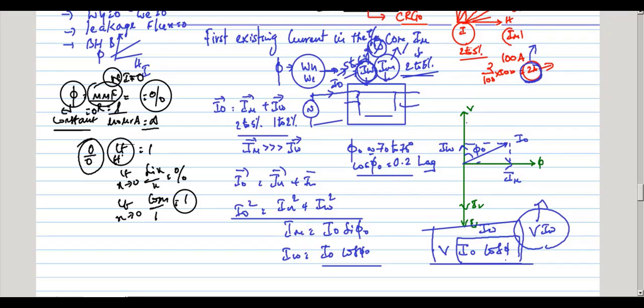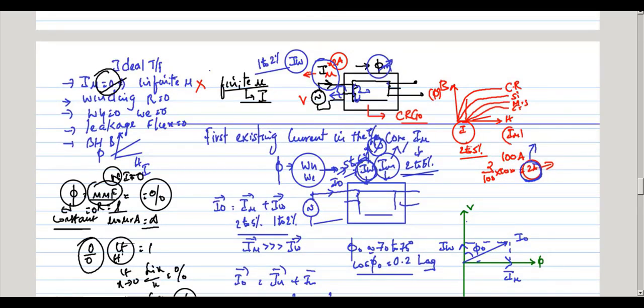Okay, so hope you understand the first violation. Having taken the first violation, the second violation: once the loss is present, I violate the third condition, that is hysteresis and eddy current loss is present. So finally I0 under no load is only 5 to 6% of the full load current. It is very small; in calculation you can neglect this.